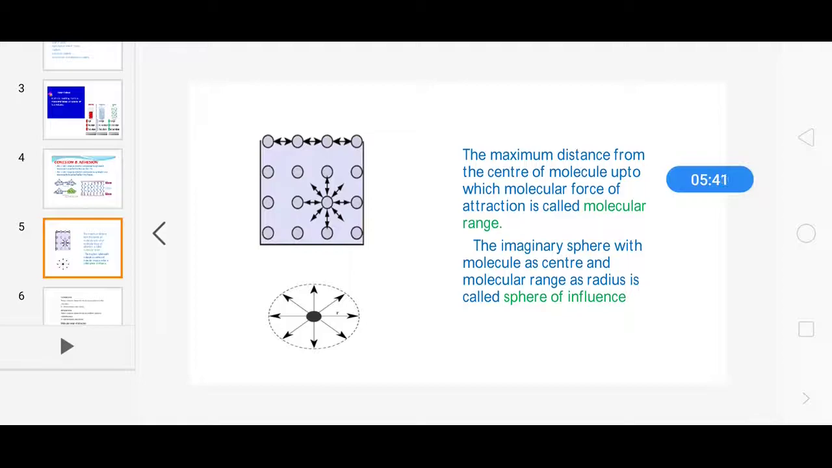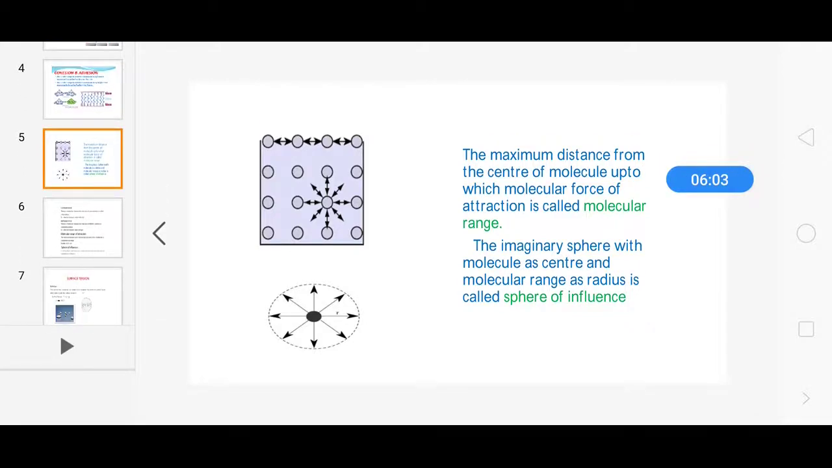The first one is the molecular range. There is a certain distance up to which the molecular force exists from the molecule, that is the molecular range, and here in the second figure there is a sphere with the molecule as the center and the molecular range as the radius.